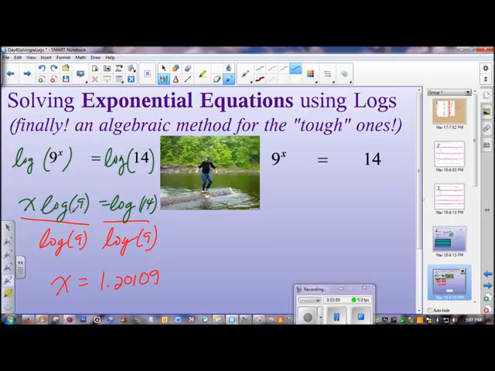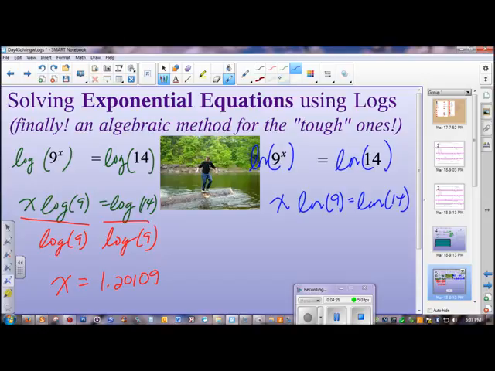Well, we can use a common log, log base 10. Let's see what happens if we use a natural log instead. I'm going to put ln of 9 to the x on this side, and we'll take the natural log of 14 on the right-hand side. Again, I'm going to use my laws of exponents. Remember, they apply the same to common logs as to natural logs. So this becomes x natural log of 9 is equal to natural log of 14. And the last thing to do here to get x by itself is divide both sides by the natural log of 9.